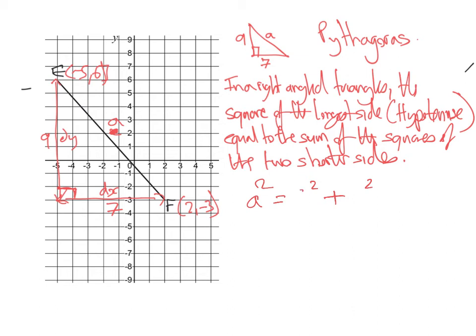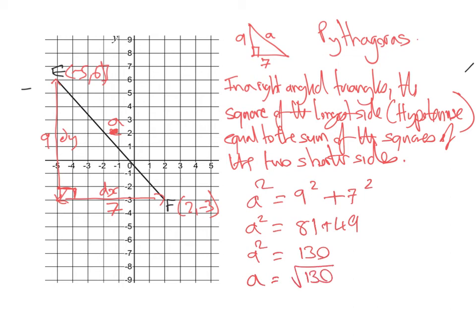Well, one short side is 9, and the other short side is 7. So A squared equals 81 plus 49. So A squared equals 130. So A equals the square root of 130.